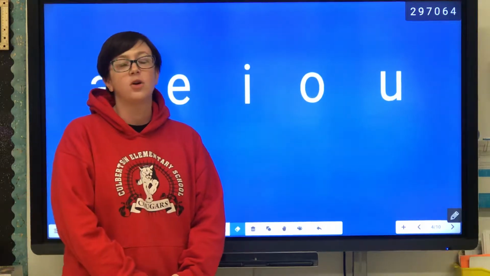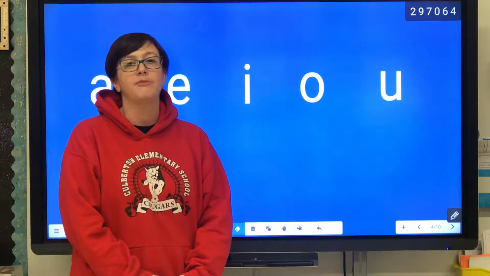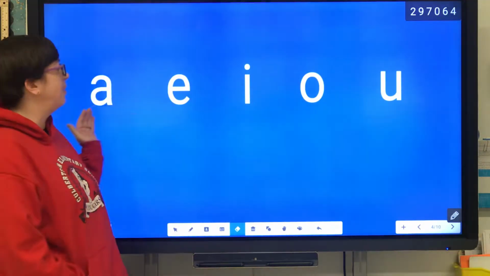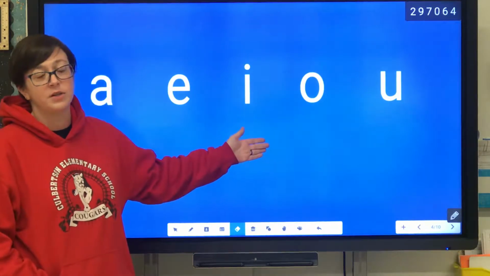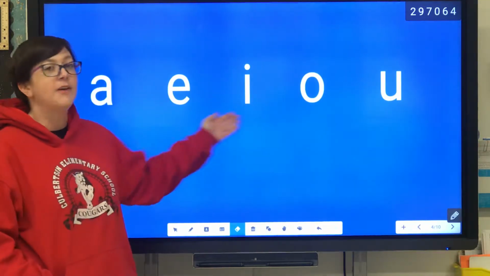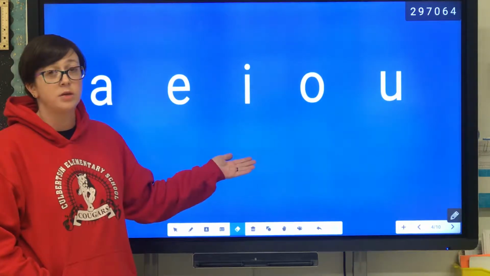Hello, we're back for a little bit more basics of Fundations. This time we're going to be talking about vowels. There are 5 vowels in our alphabet. If they are not one of these 5 letters, they would be considered consonants. So these 5 vowels are really important for students to be able to pick out of words.